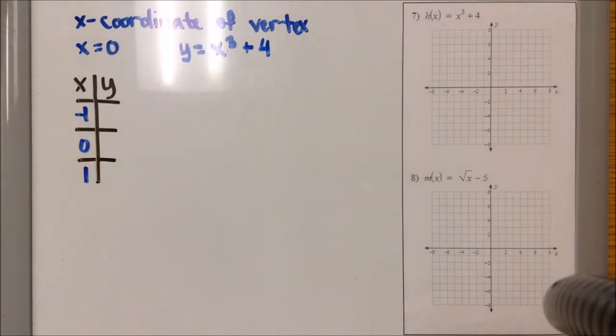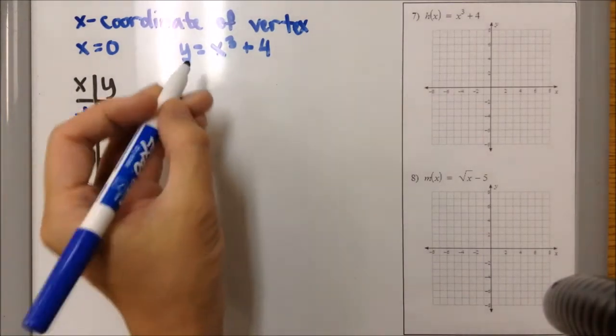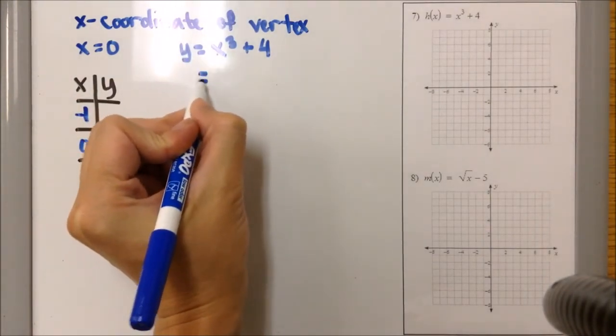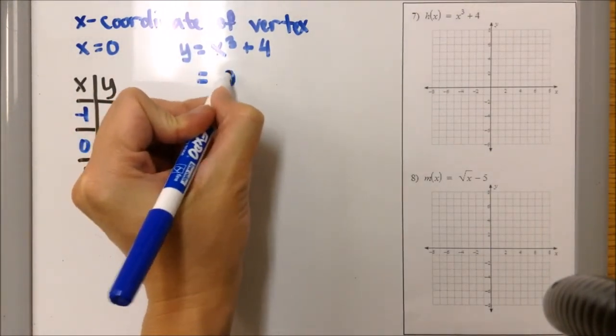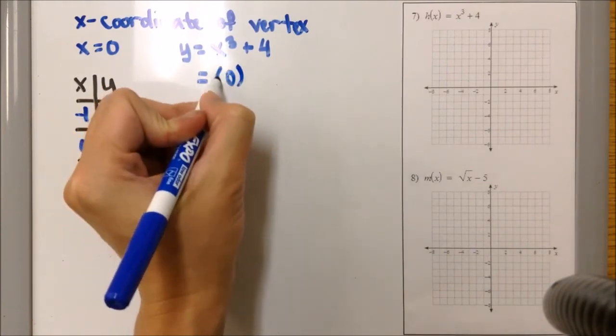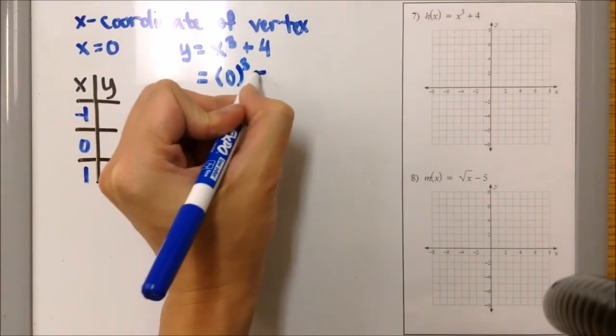So we're going to start off with the x coordinate of the vertex, which is 0. So again, just like in the last example, I'm going to include parentheses for good practice. So 0, in parentheses, to the third power, plus 4.